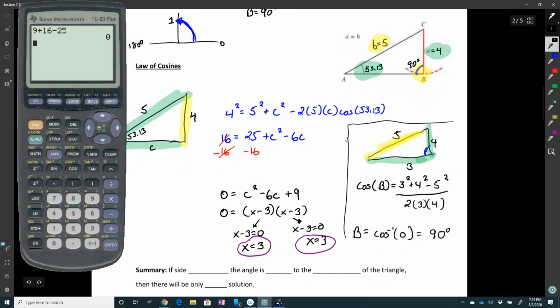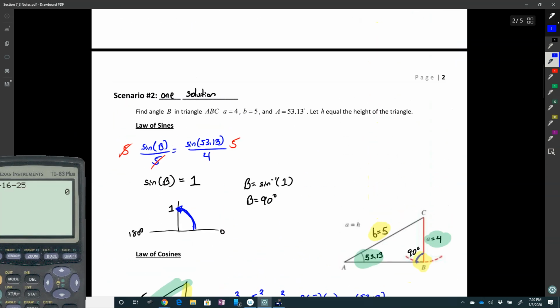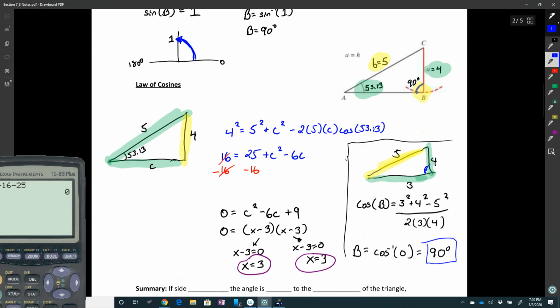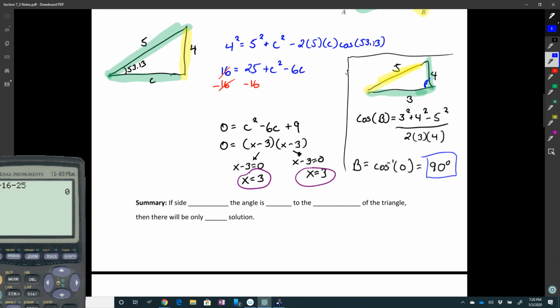Now, technically there's two answers. When is the x value equal to 0? It happens at 90 degrees and at 270 degrees. But I ignore 270 because the angles in a triangle have to add up to 180. So 270 is already too much. So I just stuck with the 90 degrees. Anyway, the law of cosines is a lot longer. I had to do it twice in order to get angle B. But I get the same answer.